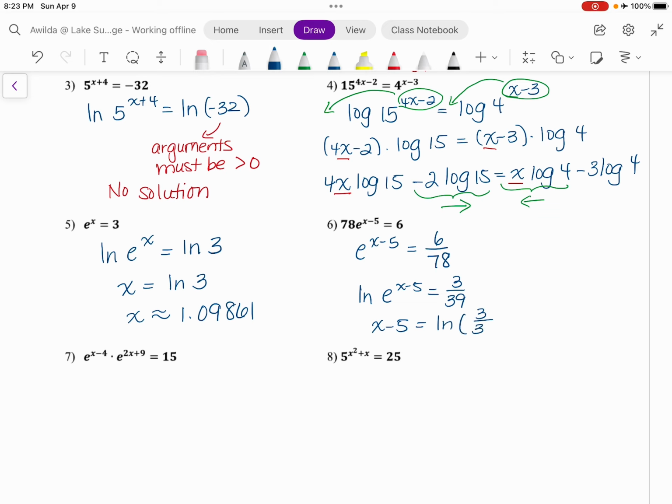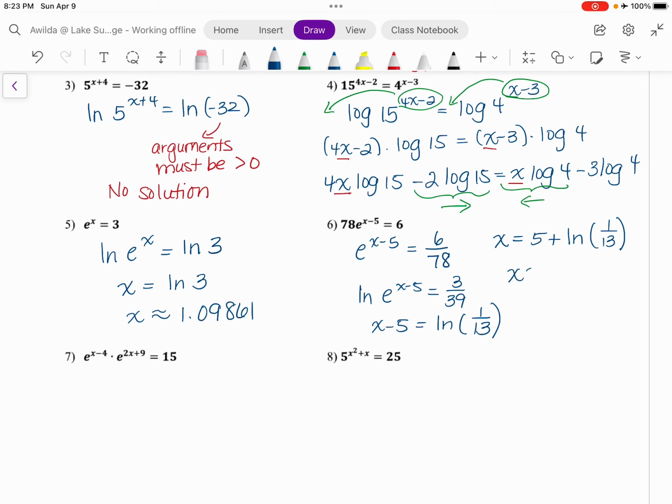Oh, this actually reduces further, doesn't it? 3 goes into 39 as well, so we probably can keep reducing this as 1 over 13. And then finally, if we add 5 to both sides, we get x equals 5 plus natural logarithm of 1 over 13. This is an exact answer.